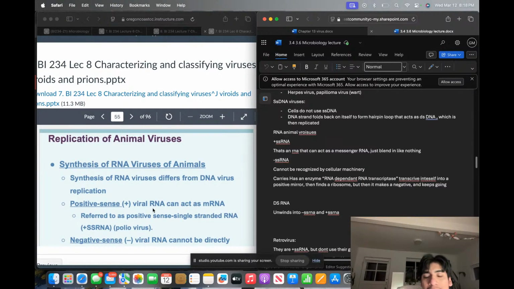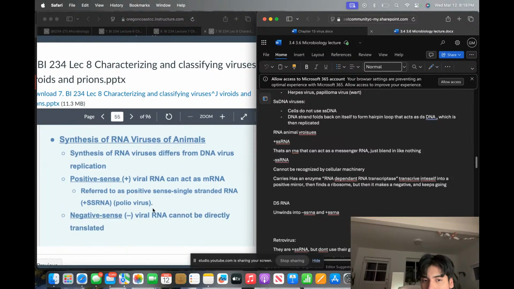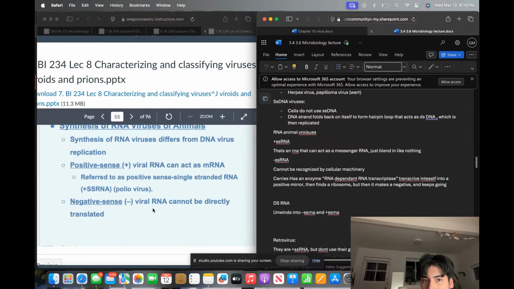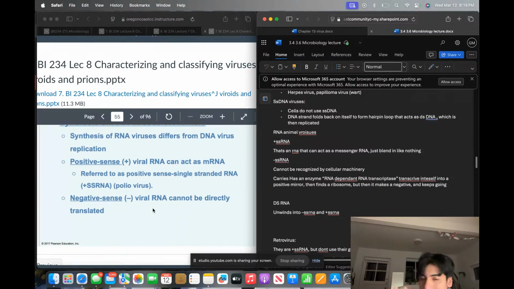Synthesis of RNA viruses differs from DNA virus replication. Since DNA is already like the head of the cell, it's kind of easier for them. So the RNA ones are a little more complicated. With a positive sense, the viral RNA acts as mRNA, and that works well because if it acts as mRNA, it's able to code for proteins and make more viruses.